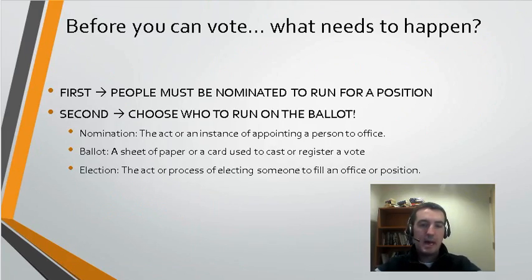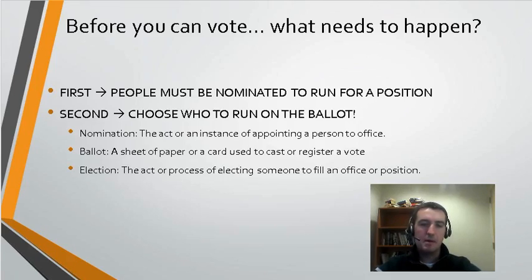So before you can vote, what needs to happen? First, people must be nominated to run for a position. Somebody that is on a ballot, like somebody that you can vote for, doesn't just show up on there. Usually a bunch of people decided that they were going to be the person to run for a position. You guys are probably most familiar with presidential elections. So when Barack Obama ran for president, it's not just because Barack Obama decided, I want to be the president. A bunch of people said, we think that you'd be a good person to run for president. Those people nominated Barack Obama, and he accepted the nomination and then ran for president.